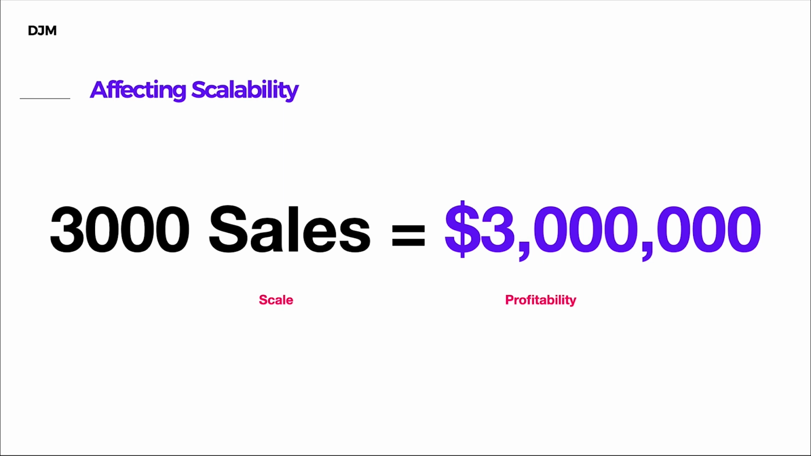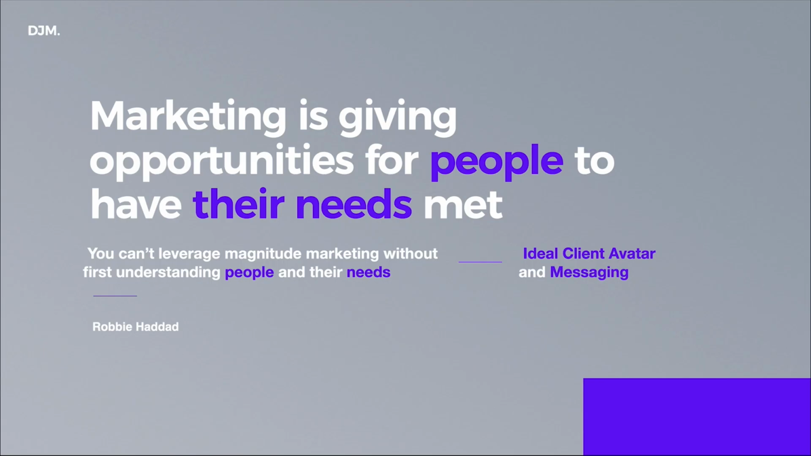This is how a lot of companies end up working with gigantic contracts, and this is how they get tons and tons of clients. They focus on a particular ideal audience. They fill that audience's need perfectly, and then they profit off of that audience as much as possible by fulfilling that audience's needs. And then because of that, they scale like crazy, and they're able to sell to thousands and thousands of people. So marketing, again, is giving opportunities for people to have their needs met.